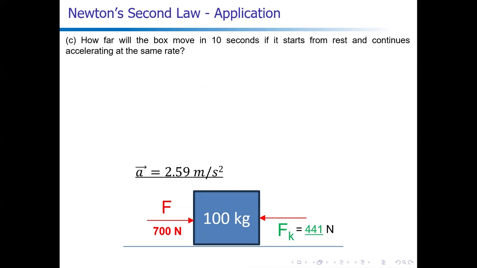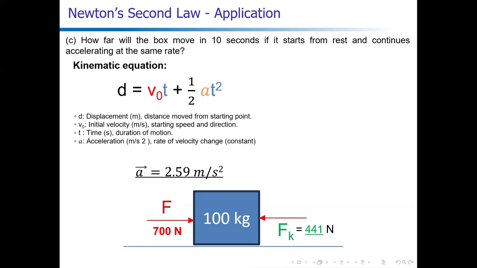Let's now take it one step further. We know the object is accelerating at a rate of 2.59 meters per second squared. What if we want to know how far the box will move in 10 seconds, starting at rest? To solve this, we will use the kinematic equation for constant acceleration, which is displacement d equals the initial velocity v0 times time, plus 1/2 times acceleration times time squared.